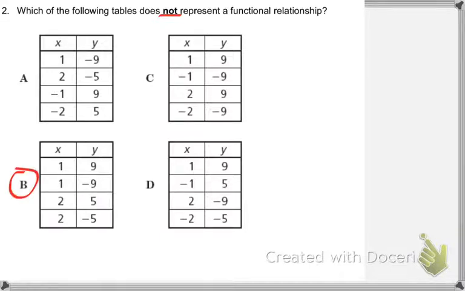Now, mind you, if these other examples had -1 twice, but if they listed -9 twice, I highly doubt they'll do that to you. That's more of a typo. That would not count as an input having two outputs, because technically it's the same number listed twice, the same output listed twice. I don't think that's going to happen, but just keep an eye out, just in case. All right, so we found the answer. Option B is not a functional relationship.